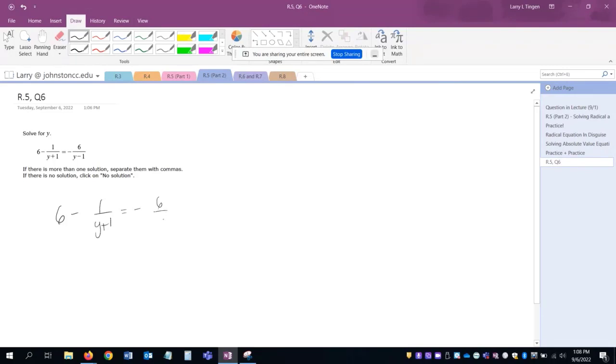So 6 over y minus 1. What is my LCD here? Anytime I've got a number by itself or a variable by itself, you can always rewrite that as itself over 1. The LCD is made up of all of the factors of all of the denominators. If they repeat, they only get counted once. If they appear once, they get counted once. So I have the 1 times the y plus 1 times the y minus 1. The 1 out front doesn't do anything for me because 1 times anything is itself.